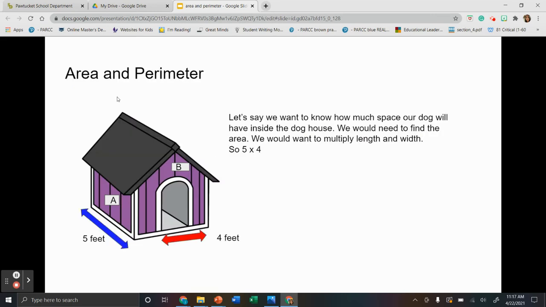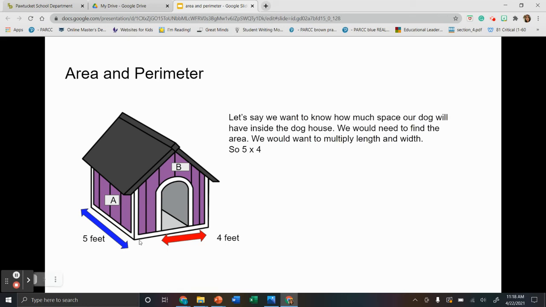Okay, so let's look at this. So here's a doghouse. And there's a lot of examples in this picture of area and perimeter. But let's just say we want to know how much space our dog will have inside the doghouse, right? So if you have a tiny dog, you can get a smaller area of a doghouse, right? If you have a larger dog, you don't want to have just a small space in there for him. He's going to be squished. So if we want to know how much area the dog is going to have, we would need to find the area.